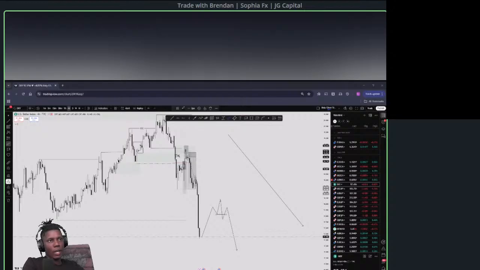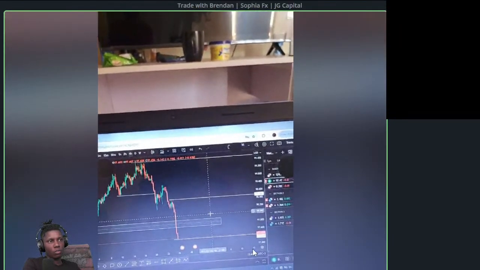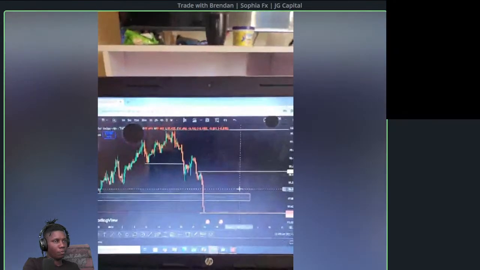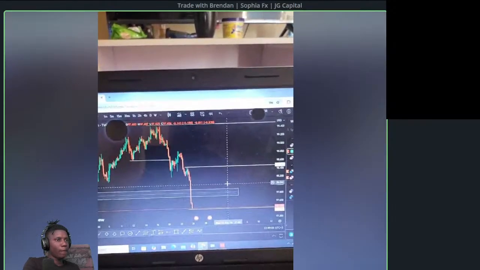So, mentor, the problem last week, I think DXY showed a very good sign and I entered. That's why I entered EURUSD. I think EURUSD was not ready. DXY showed like it was ready, but EURUSD was not ready. I think that's also the mistake I made.